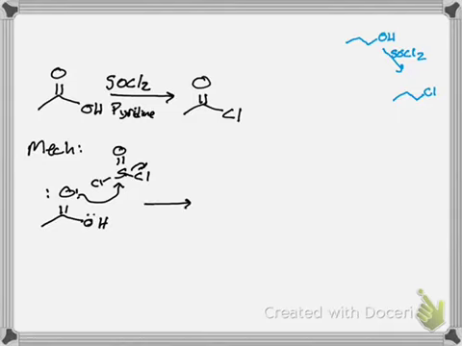I forgot to tell you one thing here. It all happens at the same time that this oxygen forms a pi bond between here and there. So your intermediate looks like this.